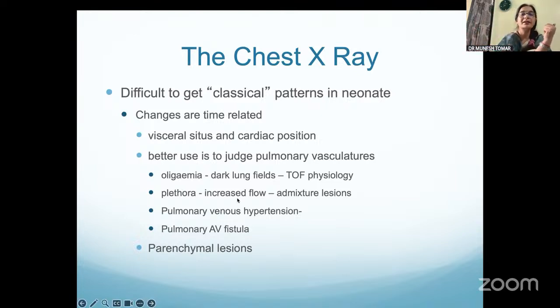So what are the important things to look for on chest X-ray? Visceral situs and cardiac position, very important. If there is discordance in situs and cardiac position, you are most likely dealing with a congenital cyanotic heart disease, which is likely to be more complex. Very dark lungs, increased pulmonary blood flow or venous hypertension, sometimes localized pulmonary fistula, and obviously parenchymal lesions, and at the same time look at the bony marks. So if there is a hemivertebra, you will come to know that this is one congenital anomaly in the chest X-ray, and maybe you are dealing with another congenital cardiac anomaly in the patient.